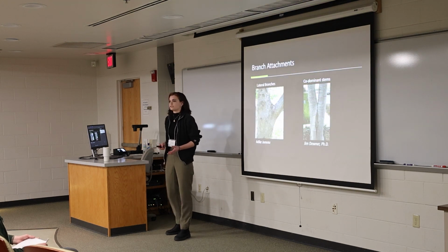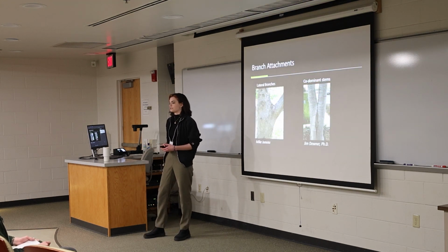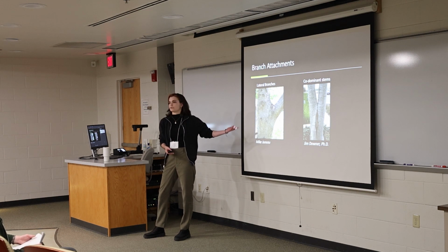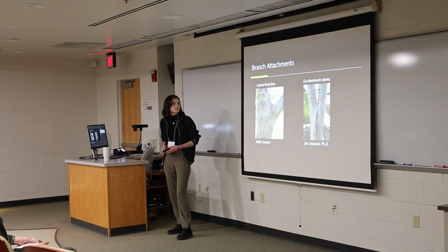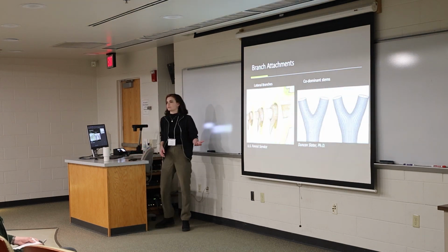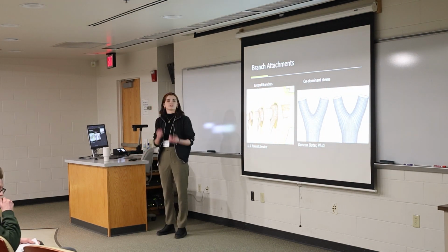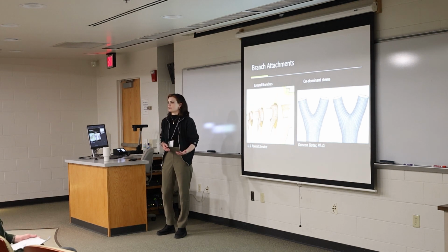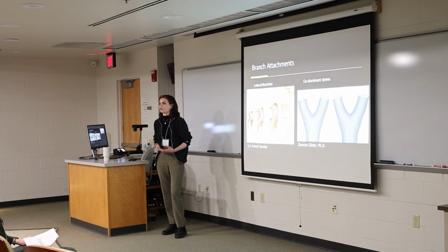So moving into some branch attachments, there are essentially 2 different ways that trees form branch attachments. Lateral branches, which look like this, and codominant stems, which look like this. Behind the scenes, those attachments look more like this. Lateral branches will create a layering effect of branch and trunk tissue. This occurs over several growth seasons and creates a very strong point of attachment.